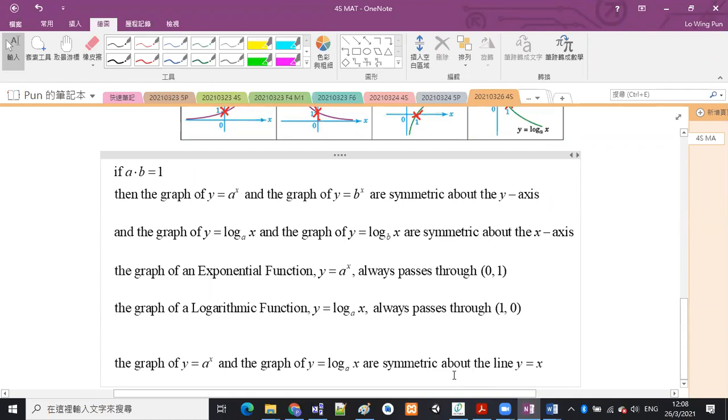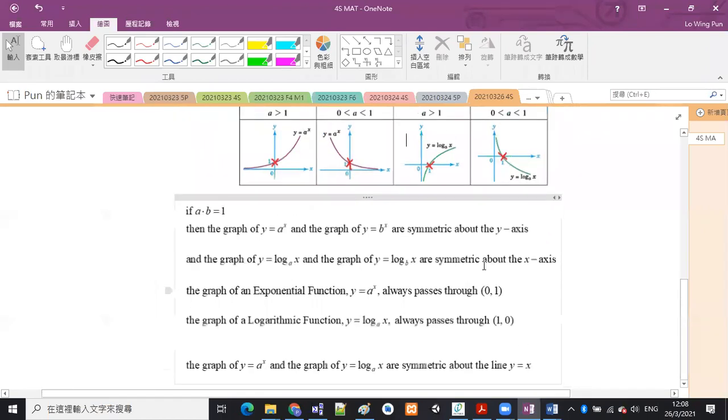They will be symmetric about the line y equals x. Okay?